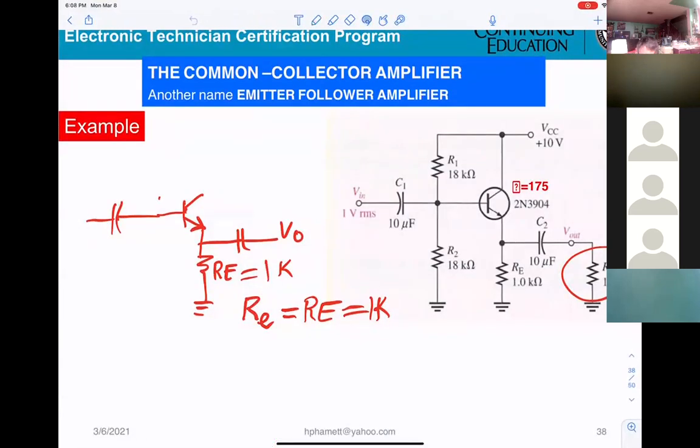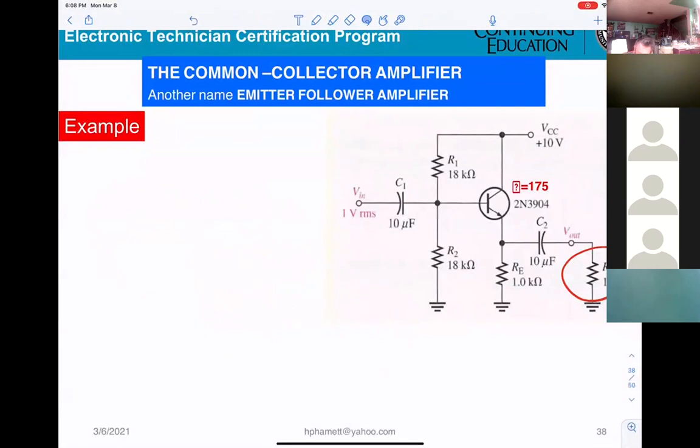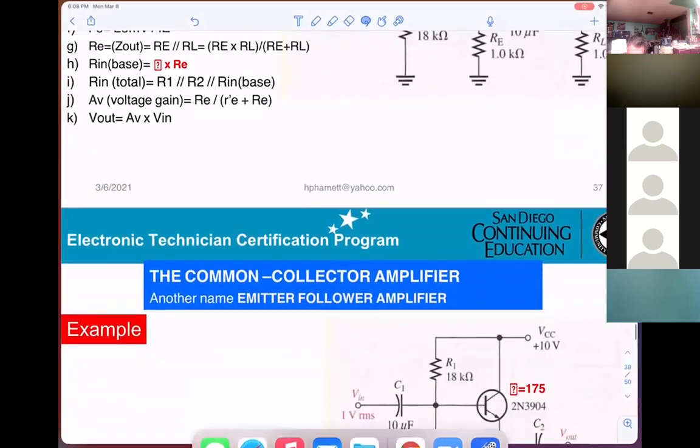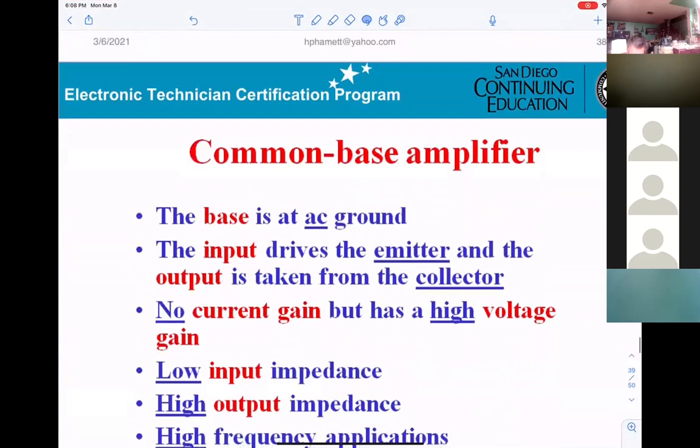Are you saying that's the output resistance? How will that be the output resistance? I thought for the emitter follower, the output resistance was RE over beta. You mean common collector. Common collector is the emitter follower, right? Yeah.